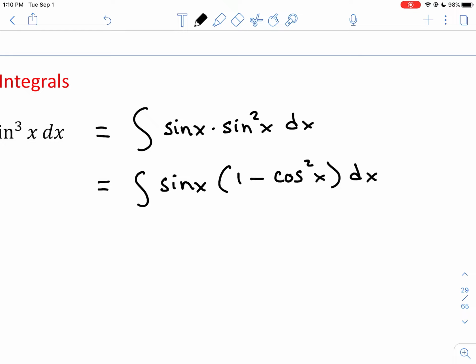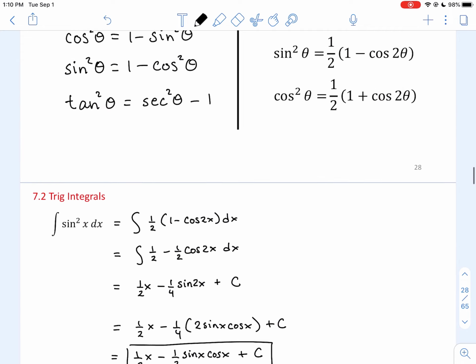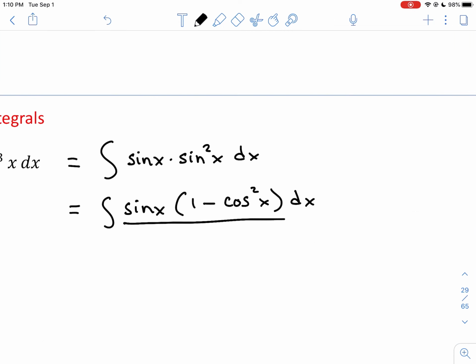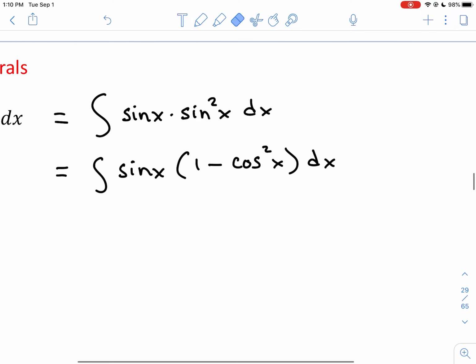One reason why I wanted to use the Pythagorean identity instead of the power reducing identity is the mere fact that the Pythagorean identity doesn't change the argument. It starts at theta and ends at theta, but the power reducing identity doubles the argument. So it's nice to have an overall expression where the arguments of the trig functions are all x. Plus, you're going to see now that this is perfectly set up for just a classic u substitution.